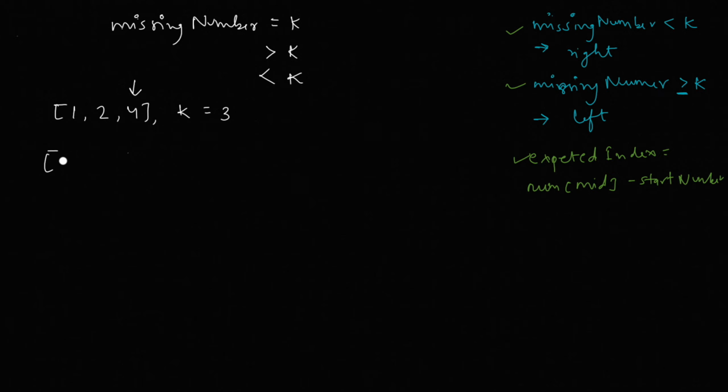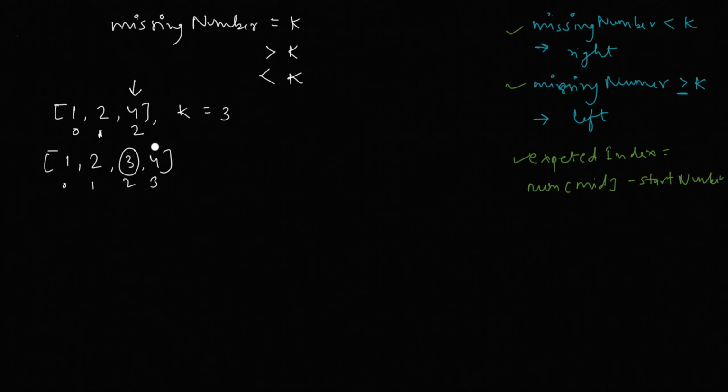Let's see, what would it look like? 1, 2, 3, and 4. So these would have indexes 1, 2, 3, and this would have index 1, 2, 0, 1, and 2. So in this case, you come at 1 and it has the same index as expected. So you move your search to the right, you come to 4 and you see that it has the index 3. There's only one missing number on the left, which is 3. So you want to move to the right.